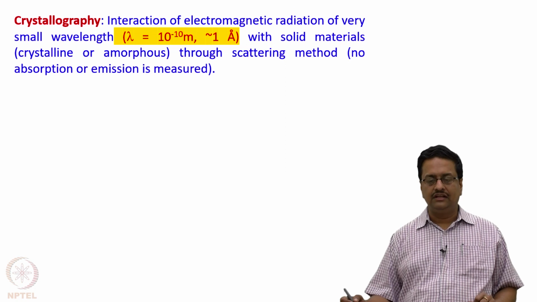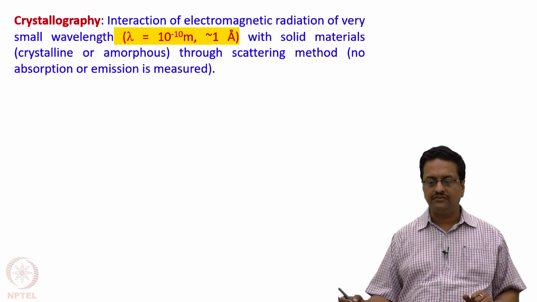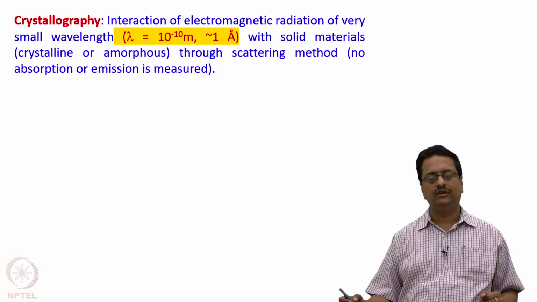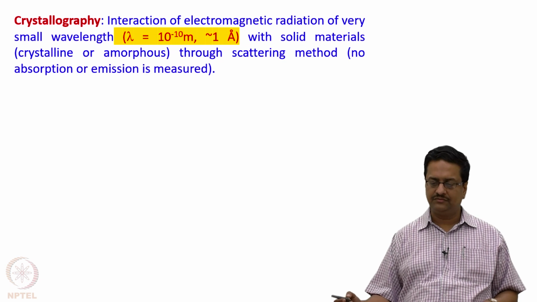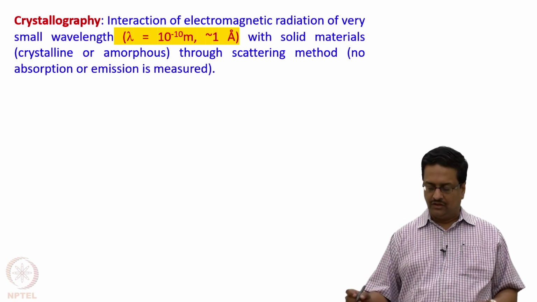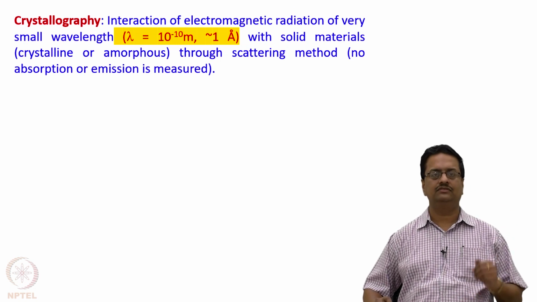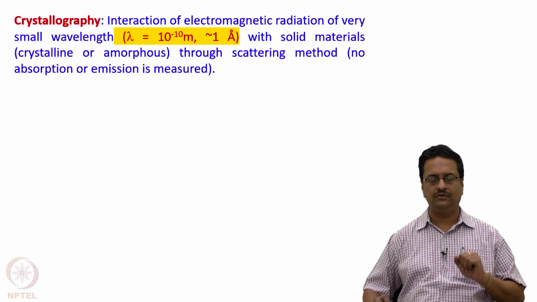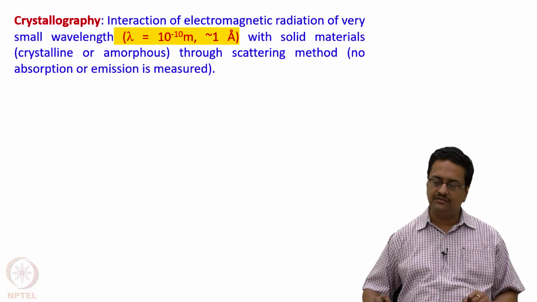So what is crystallography? In crystallography, we use the interaction of electromagnetic radiation of very small wavelength, in the order of 10 to the power minus 10 meter, that is about 1 angstrom, with solid crystalline or amorphous materials through a scattering method, and no absorption or emission takes place. So this is not a spectroscopy. Whenever we talk about X-ray diffraction, we should call it diffraction and not spectroscopy. X-ray fluorescence and photoelectron spectroscopy are different things. Here we are talking about X-ray diffraction, which is a scattering method.